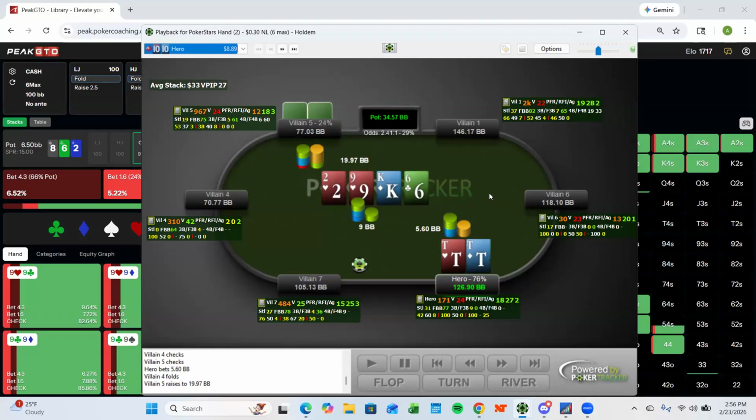So I feel like this check raise is either turning a hand like 8, 9, 9, 10 into a bluff, or turning a hand like 7, 8 of hearts into a bluff. I feel like this check raise in this spot is a lot of bluffs.